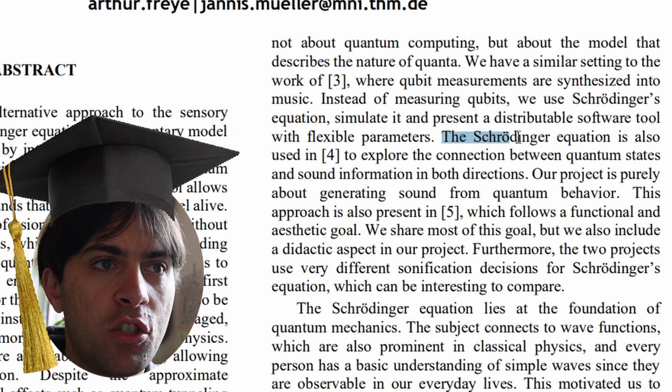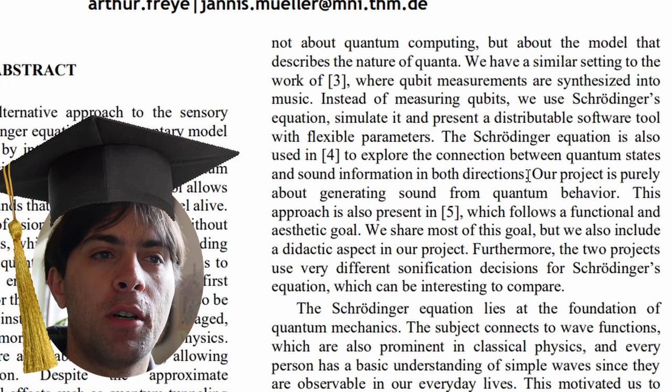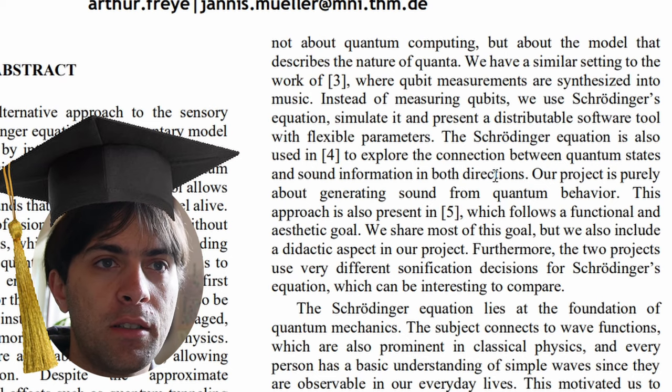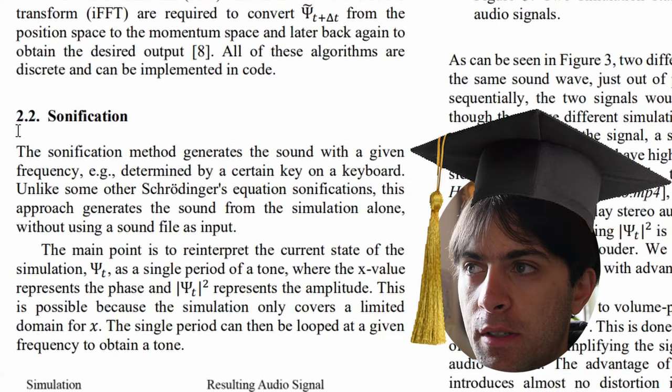The Schrödinger equation is used to explore the connection between quantum states and sound information in both directions. I didn't know a quantum state had a direction, but I know that quantum physics and audio have a lot in common, because it's often about properties of waves. Maybe that plays a role here? I don't know. Oh, this paper also has a part about sonification.